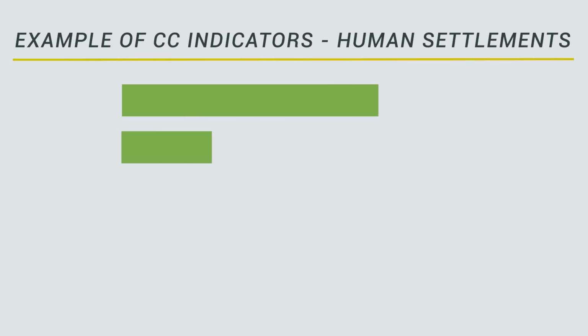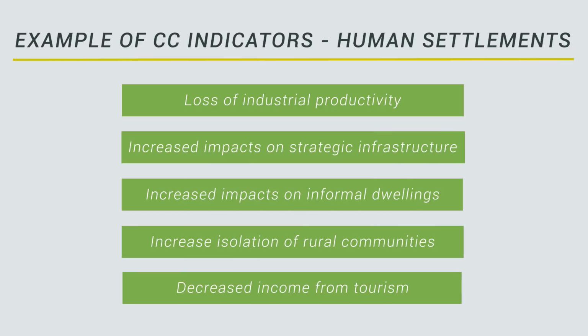This table shows the indicators that have been developed for the human settlement sector as part of the LetsRespond Toolkit program. An example from this list is an indicator, increased impacts on informal dwellings. The indicator description states that informal dwellings and settlements that are often unplanned and without extensive services or infrastructure are vulnerable to climate change impacts. Another example in the human settlement sector is that there will be increased isolation of rural communities resulting from climate change as roads are damaged and there are increased flooding and erosion.